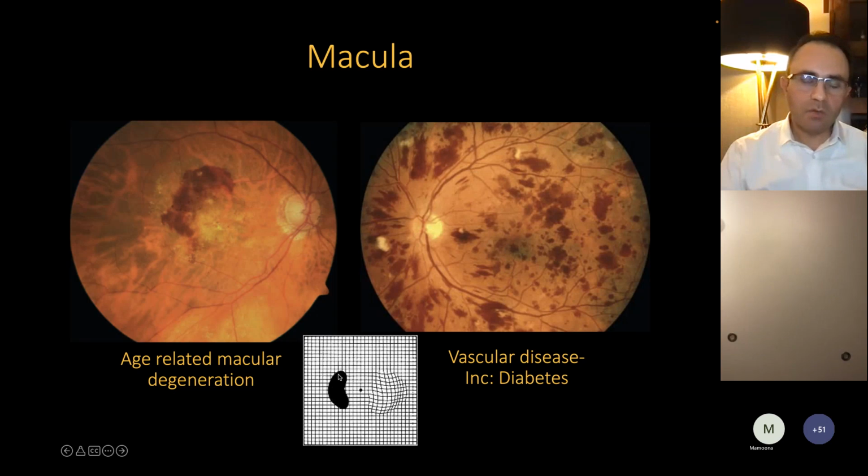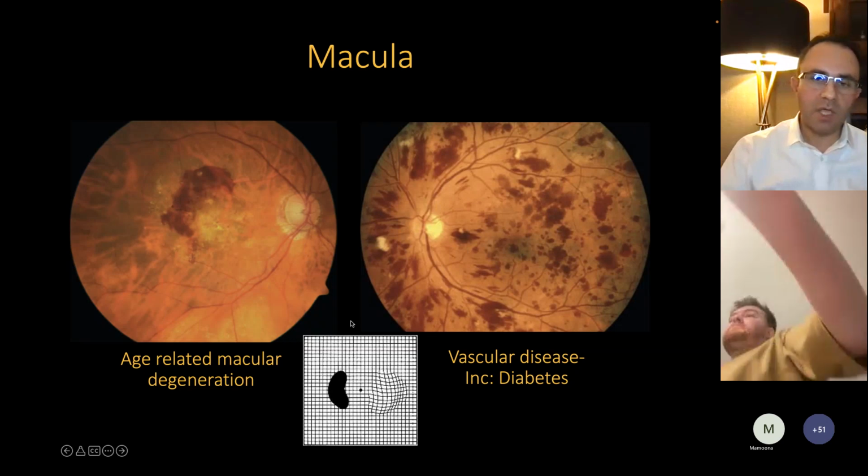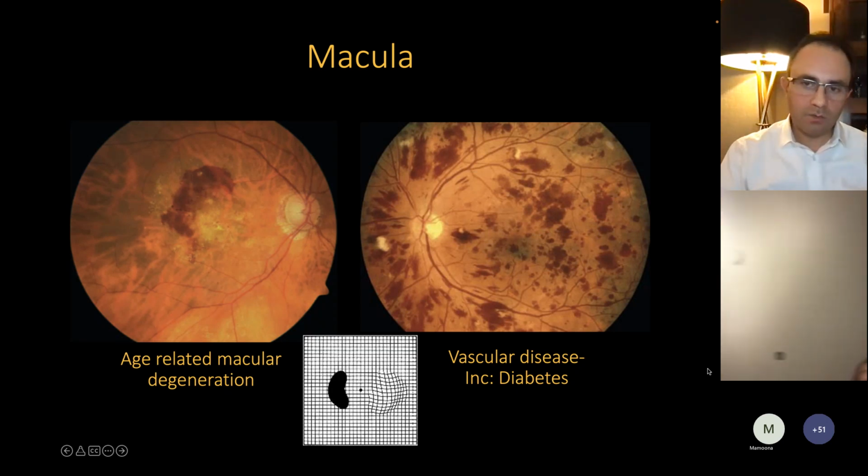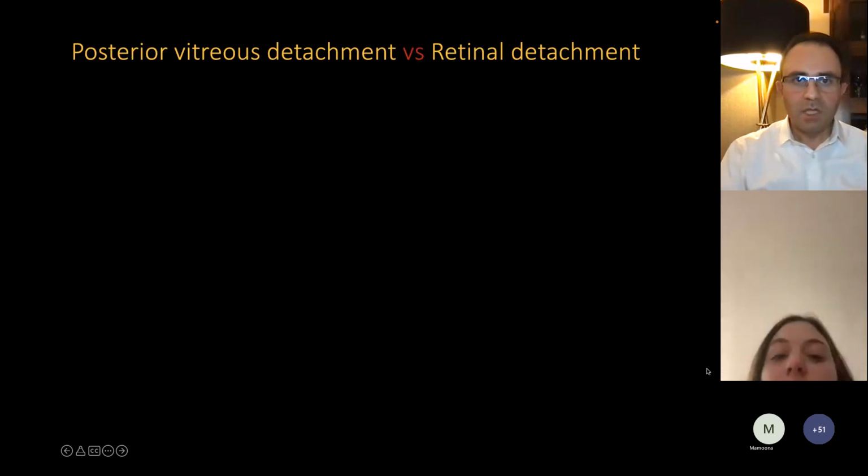Amsler grid will distinguish between any macular pathology or any other pathology. If they are saying we have a lot of distortion in the Amsler grid, that's most likely macular pathology. And that's another way of distinguishing the pathology: is it on the optic nerve, is it in the macula? And the Amsler grid you can easily download from the internet.